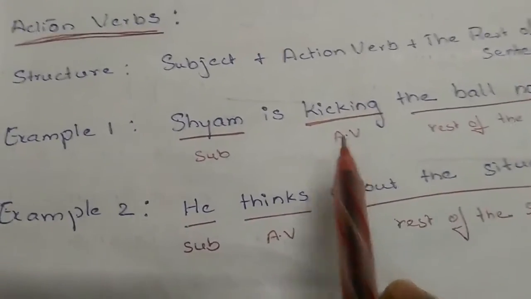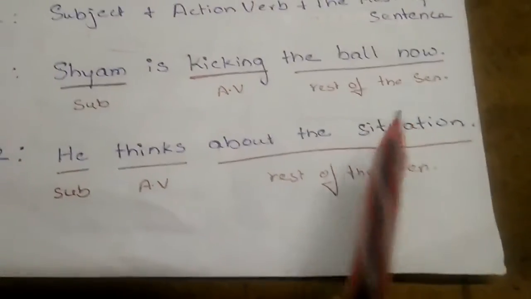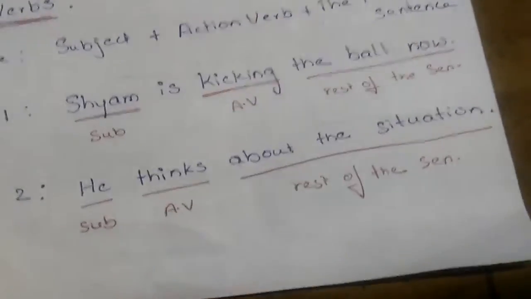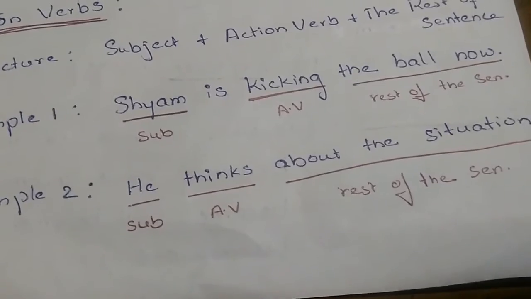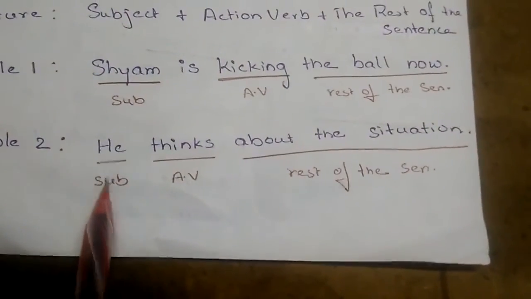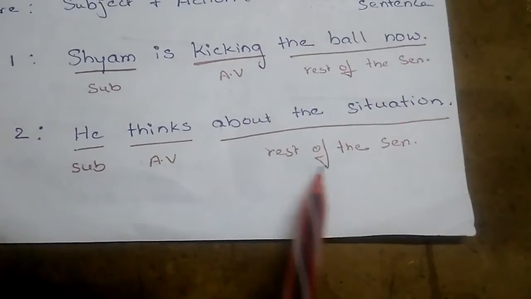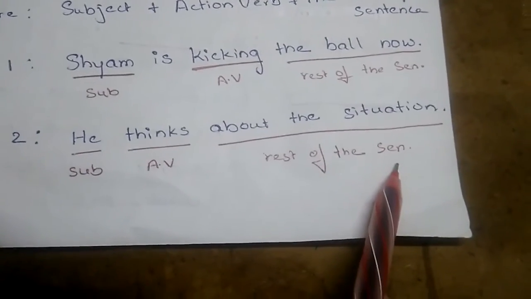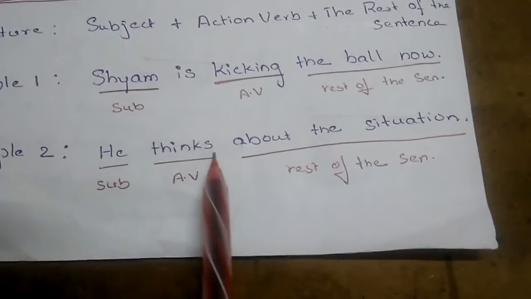And we just take one more example. He thinks about the situation. This is the second example. In this sentence, he is the subject, thinks is the action verb, and about the situation is the rest of the sentence.